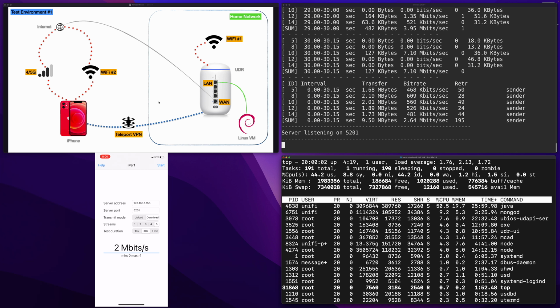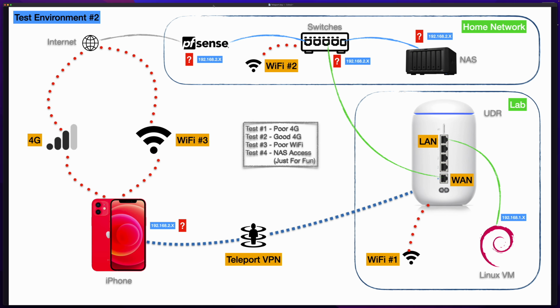Let me move on to the next testing environment. In order to get a better connection, I use this type of environment. I have my home network, and I put the UDR behind my main router, which is pfSense. Thanks to the zero configuration and the way Teleport works, I can still connect directly to UDR from outside of my home. The Teleport VPN can still be established. I use pfSense as my main router and firewall for the home network.